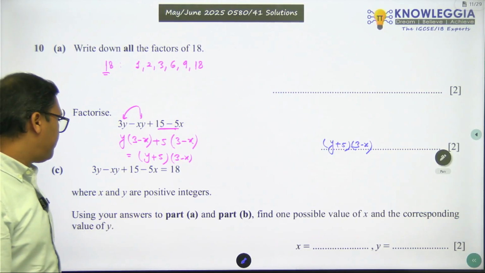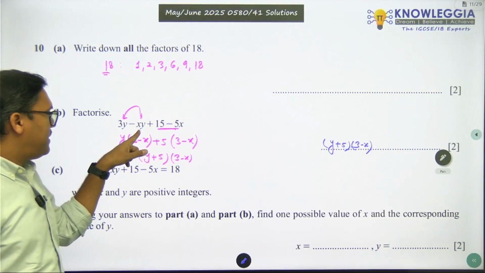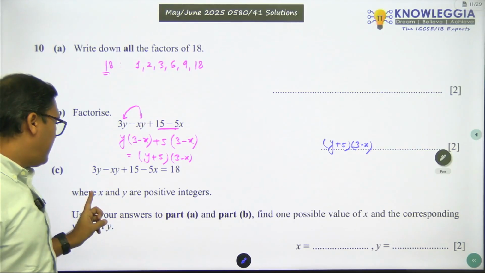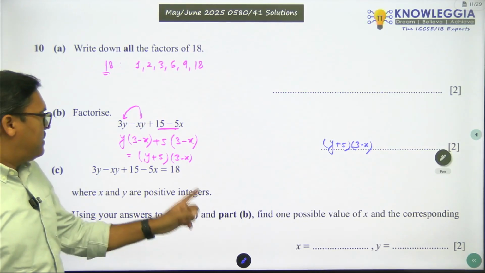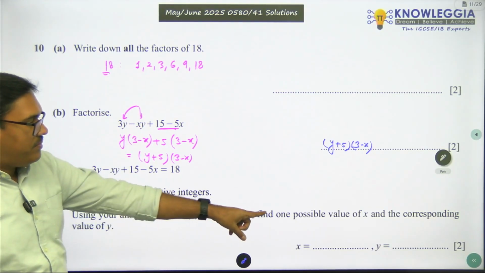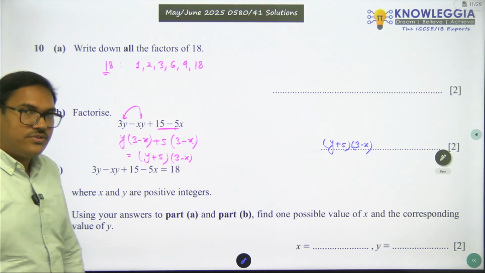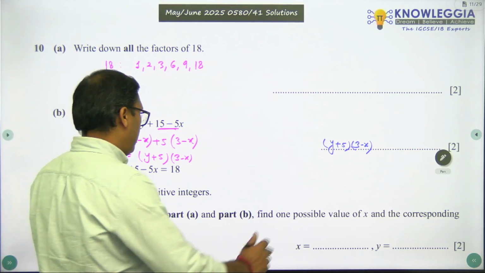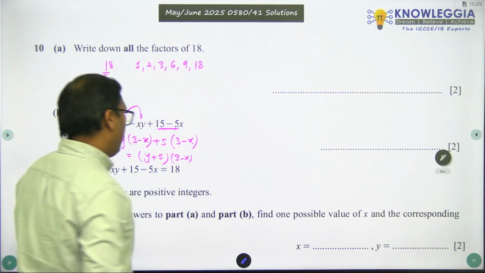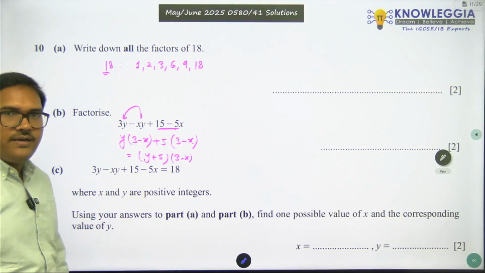Now, this is the next one. This equation, which is already given to you, 3y minus xy plus 15 minus 5x is equal to 18, where x and y are some positive integers. Using your answer in part A and part B, find one possible value of x and the corresponding value of y. This one is interesting. So now see, we have to solve. Basically, you have to solve this equation. Now, this expression is equal to 18.